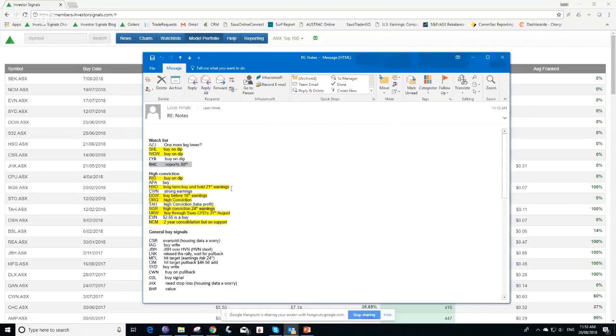HealthScope, it's a long-term buy and hold. It's filled that price gap. It'll be interesting to see what the earnings result looks like tomorrow.